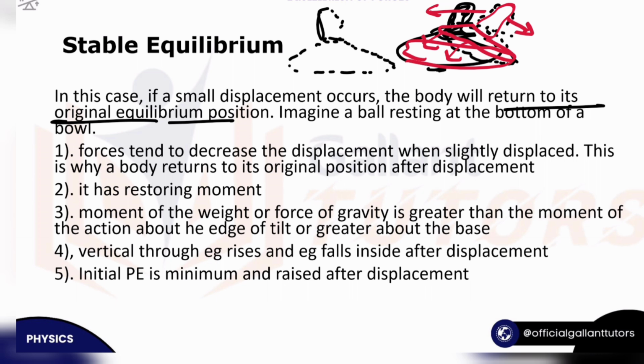So now, in stable equilibrium, there is what? A restoring moment. This we can take to be the fulcrum. All these parts are the restoring moment. So it has a restoring moment, and forces are present which decrease the displacement when slightly displaced. Is that very clear?